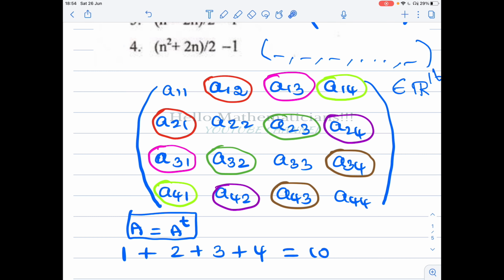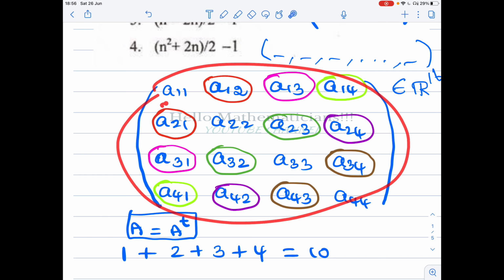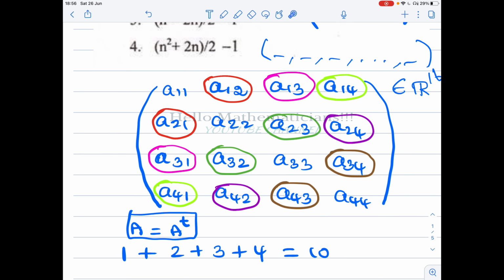Therefore, the set of all n by n real matrices has dimension n square. If it is a 4 by 4 matrix, dimension 16. If it is an n by n matrix, there will be n square entries. Then you can think of this matrix as a vector in R^(n square). So the set of all n by n real matrices has dimension n square. That is the first thing.